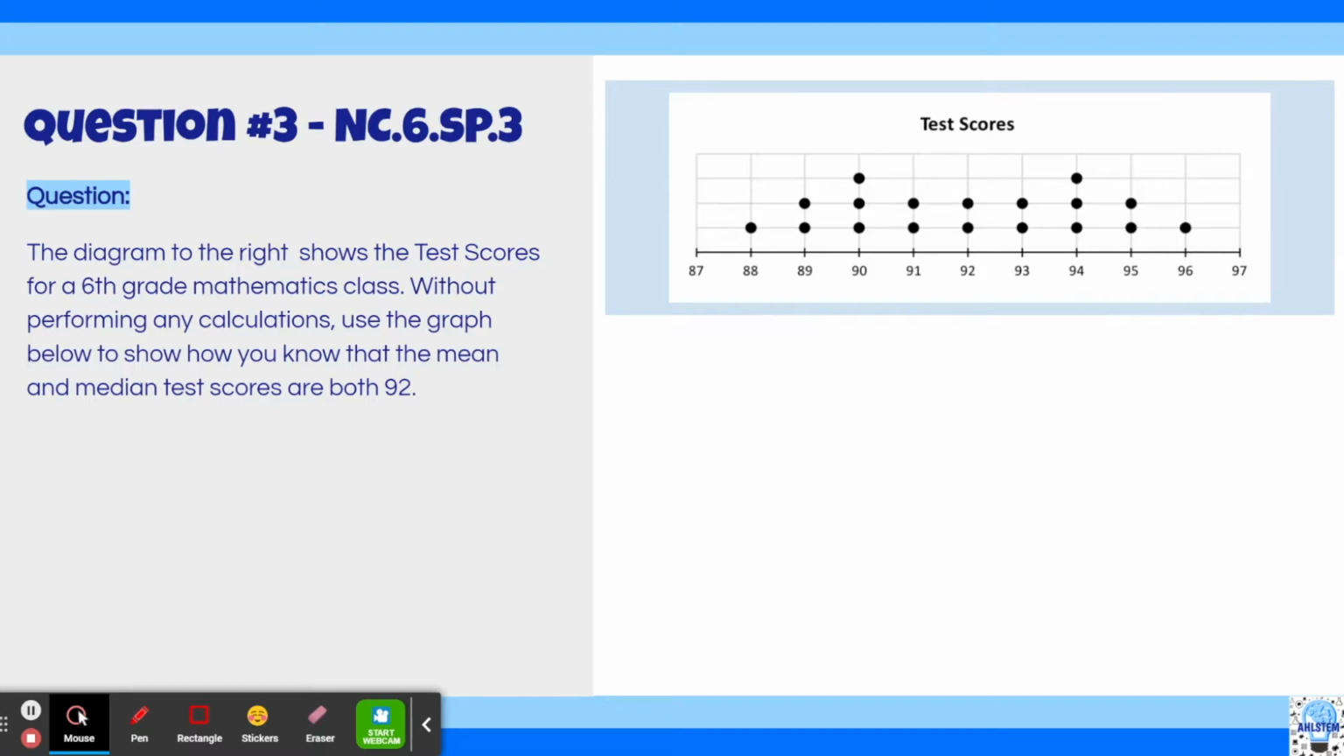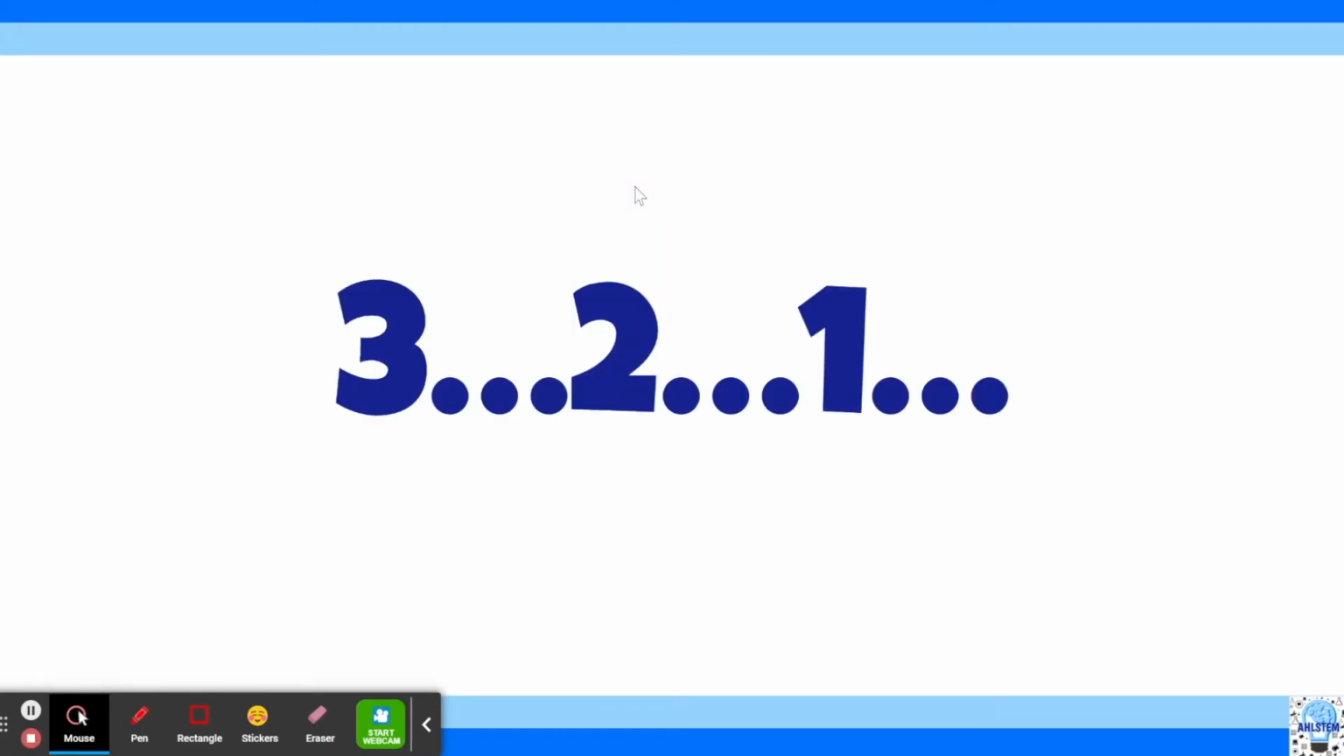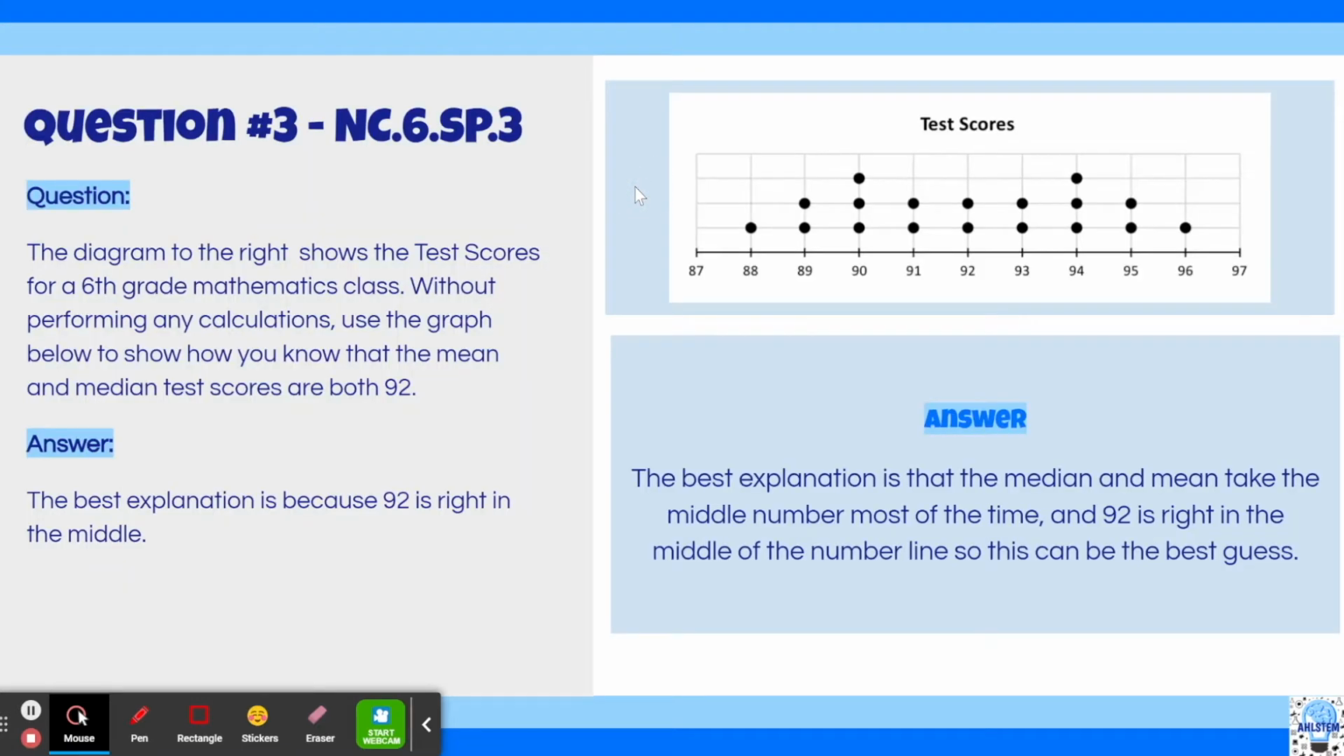The diagram to the right shows the test scores for a sixth grade mathematics class. Without performing any calculations, use the graph below to show how you know that the mean and median test scores are both 92. And it's actually the graph to the right, not below. So solve the question, and in a few seconds, we'll check our answers. 3, 2, 1. So the best explanation is because 92 is right in the middle.